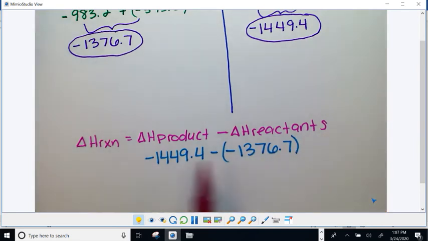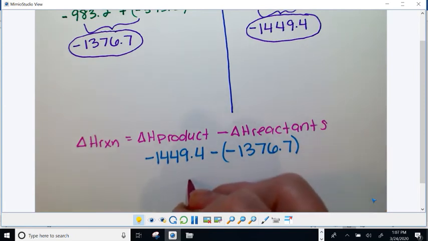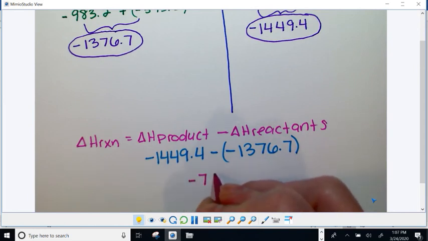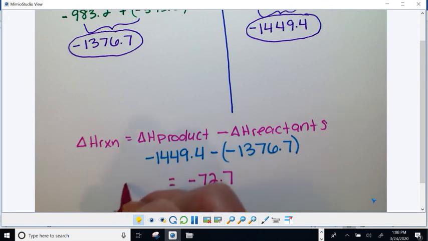Again, we're going to plug this into our calculator. And when we solve, we get negative 72.7. This is equal to the delta H of the reaction.